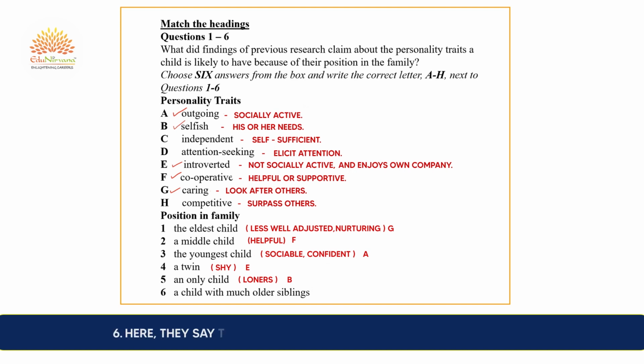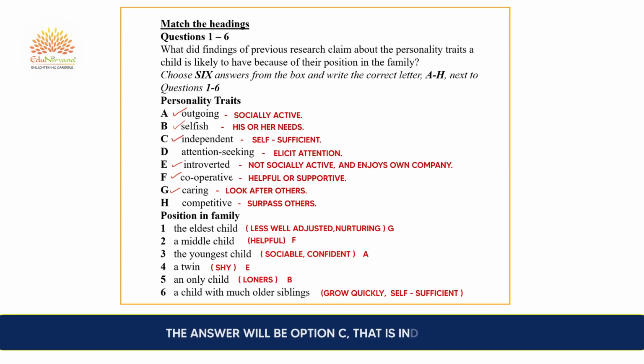Here, they say that children with older siblings grow quickly and do things themselves. So the keyword we'll write is grow quickly and do things themselves. So that can be self-sufficient. And when we match it with the options, the answer will be option C, that is independent.